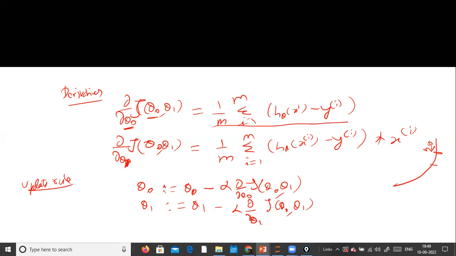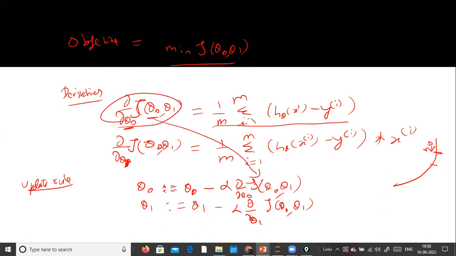So here they use this colon equal, which means assign the value here. Now what is the objective here? The objective of the gradient descent algorithm is to minimize the cost function J of theta naught comma theta 1. Using this equation we are able to get the derivative. When you plug in this derivative and multiply it by the learning rate, you get the step size.